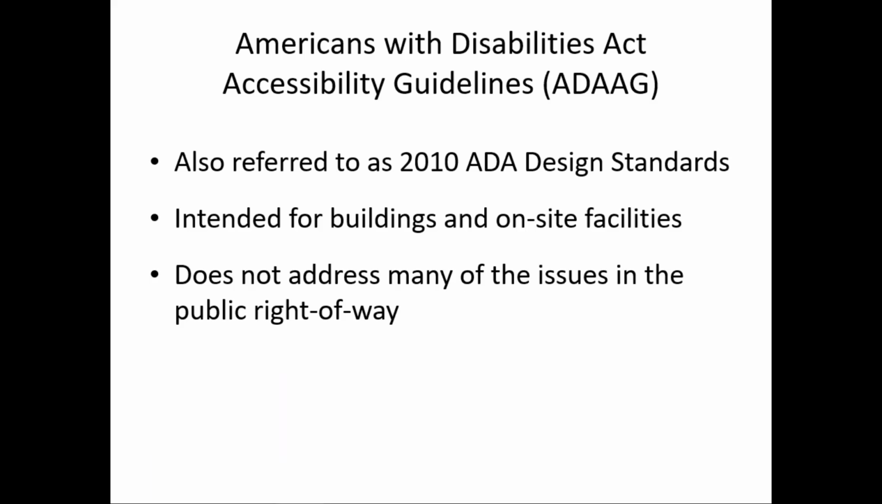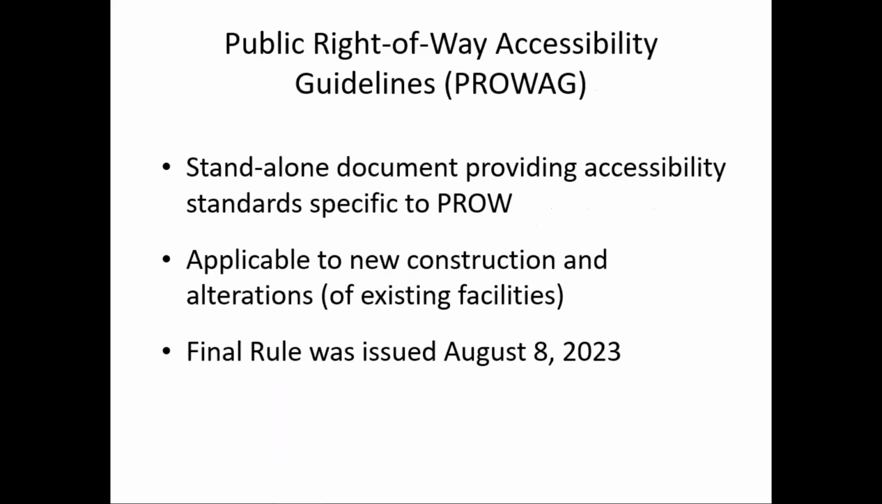For example, ADAAG does not talk about roundabouts. ADAAG does not talk about crosswalks. ADAAG does not talk about traffic signals, for example. Those topics are covered in PROWAG, the Public Rights-of-Way Accessibility Guidelines, which is a standalone document intended to provide accessibility standards specifically for the public right-of-way. So streets, sidewalks, crosswalks, traffic signals, roundabouts, on-street parking, all of those things are covered in PROWAG.